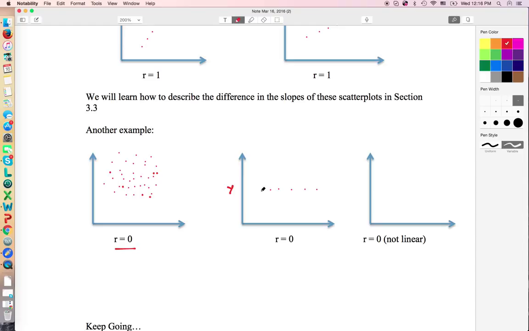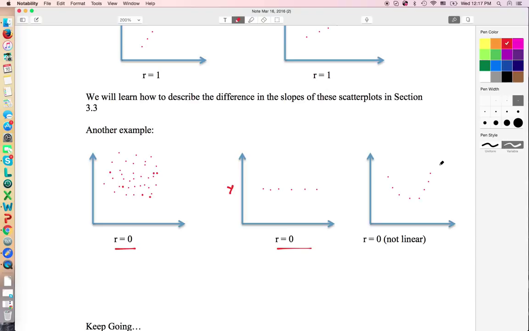So when we have a perfect horizontal line, that's a situation where we also have a 0 correlation, because the question the correlation coefficient is answering is: is there a relationship between x and y? And the answer is no. And y is just always the same. It's unrelated to x.